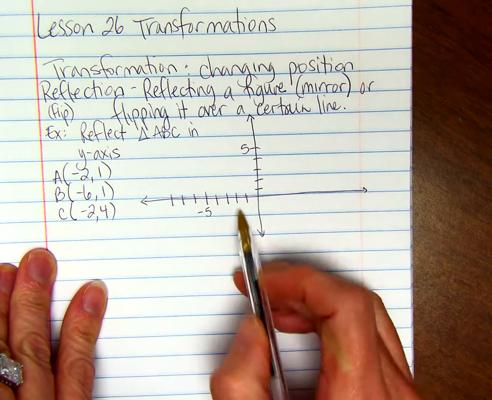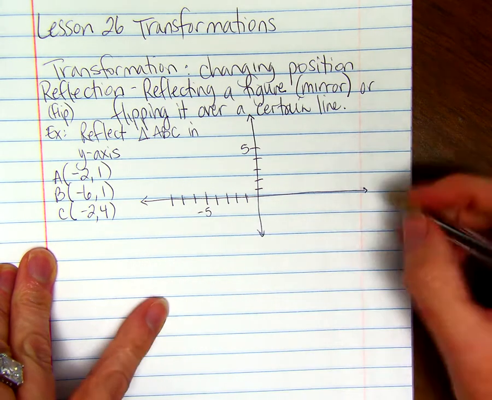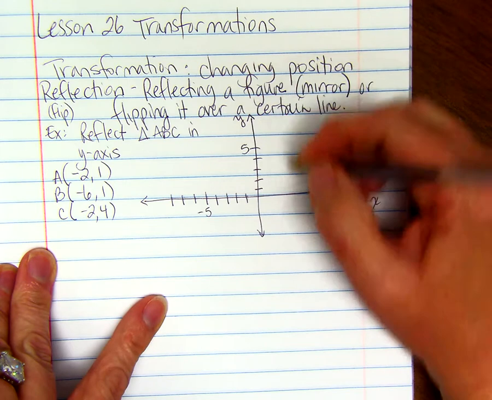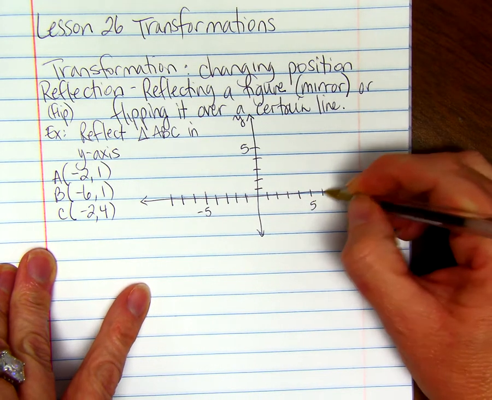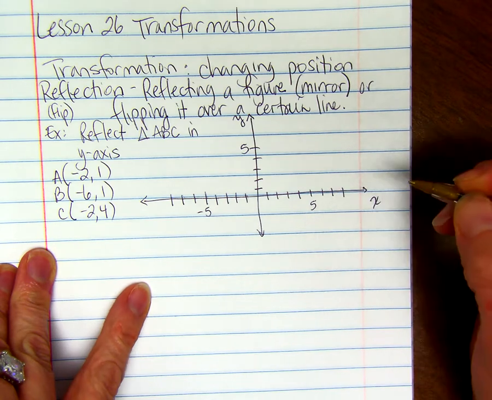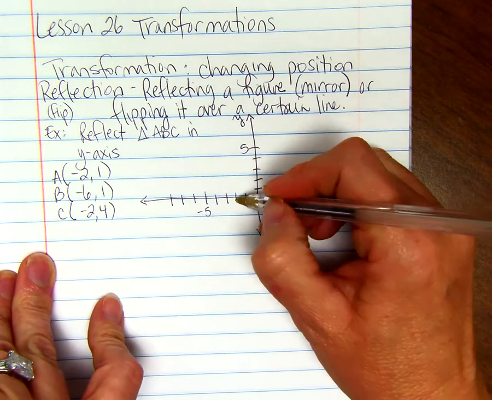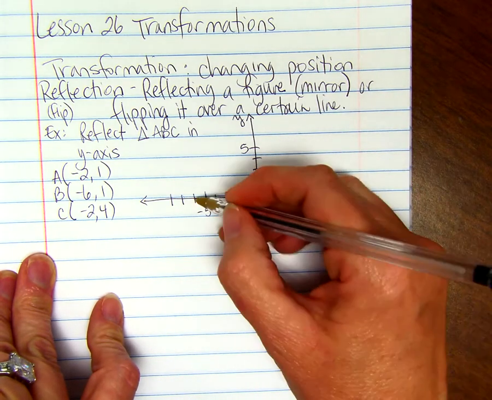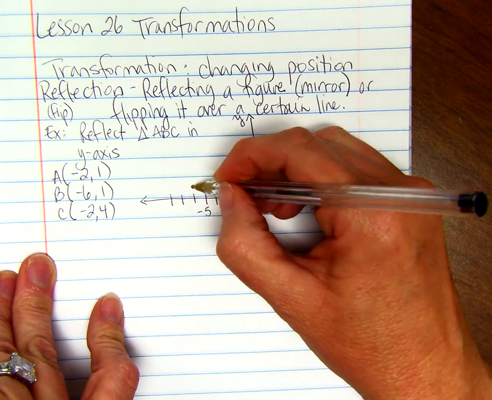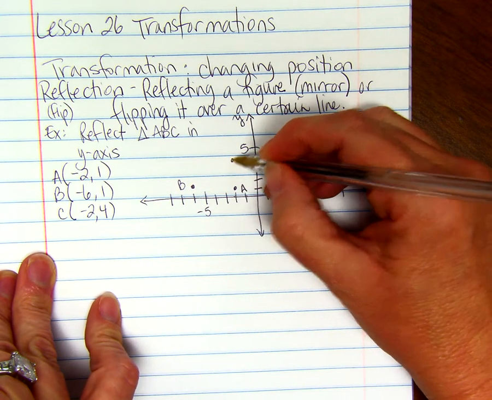So I did -8 on the x-axis and up 5 on the y. Then I'm going to go over 8 in the positive. So -2, 1, we go to the left 2 and up 1. That's going to be A. -6, 1 will be B. And -2 and up 4 will be C.